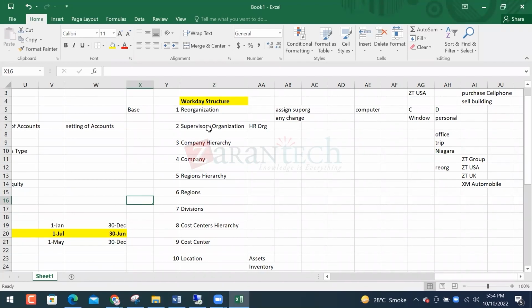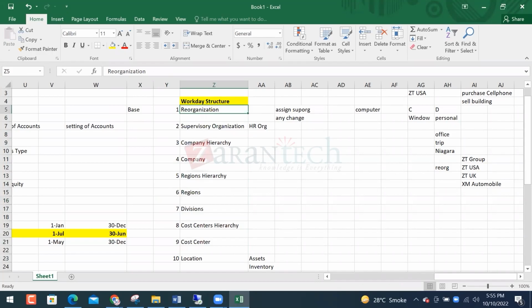So whenever any company comes in and wants to fit their structure within the Workday structure, they can adopt any structure as per their need. So supervisory organization is only created for HR, whereas reorganization is my folder or my structure where I define all of my structure area within that.